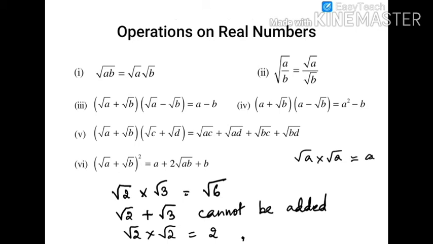For example, if it is 2 root 2 plus 3 root 2, then these two numbers can be added as their irrational parts are the same, and this can be written as 5 root 2.